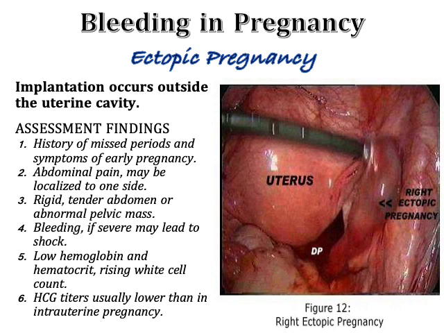So in this photo, you can see an ectopic pregnancy. Again, management here is immediate surgery. It will stop the bleeding and, most importantly, it will prevent the rupture.